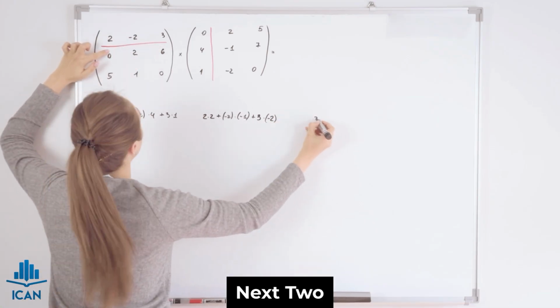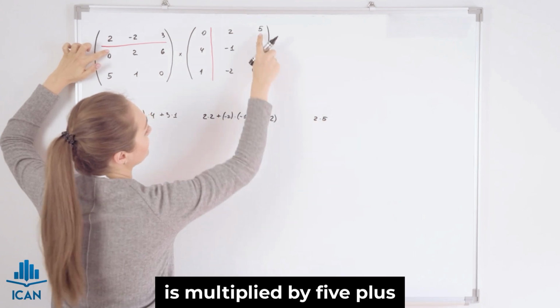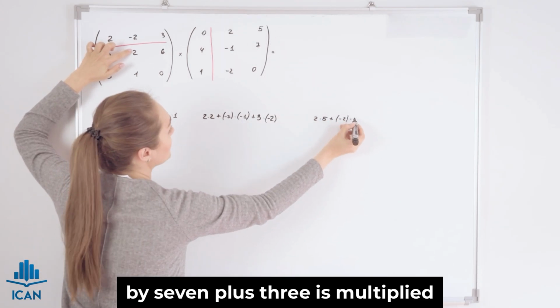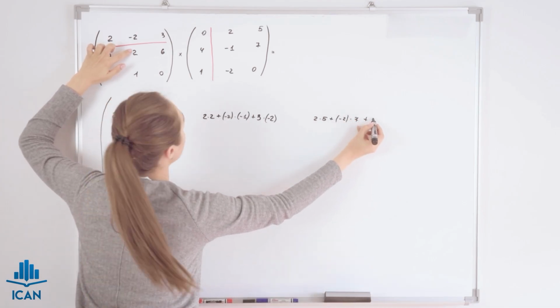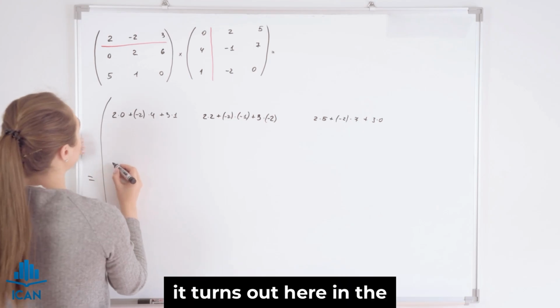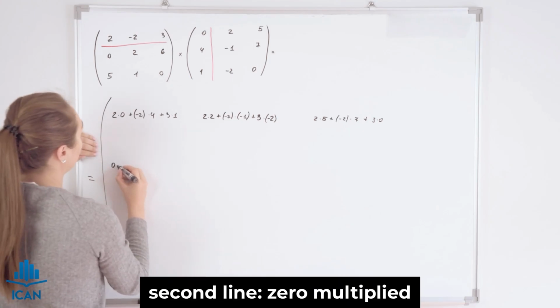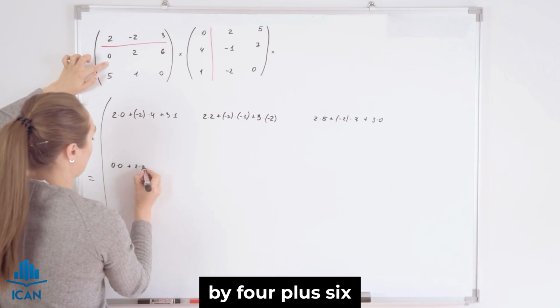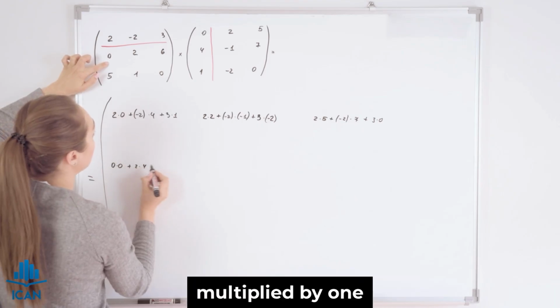Next, 2 is multiplied by 5, plus minus 2 is multiplied by 7, plus 3 is multiplied by 0. As a result, in the second line we have 0 multiplied by 0, plus 2 multiplied by 4, plus 6 multiplied by 1.